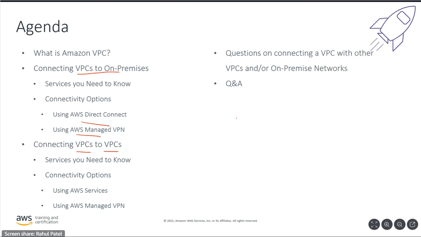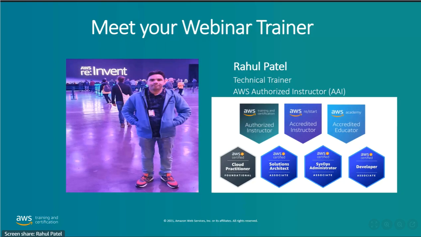And in today's webinar, instead of demo, we have some 10 to 12 questions that are available. These are scenario based questions that we are going to discuss. And these questions are based on the connecting options that we have related to VPC and on-premises network. So this is the agenda for today's webinar. So let's start with the webinar.